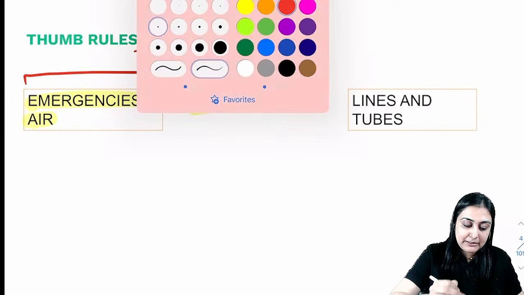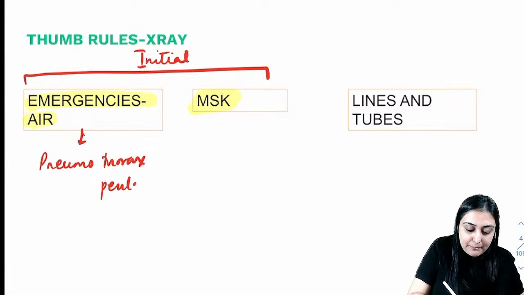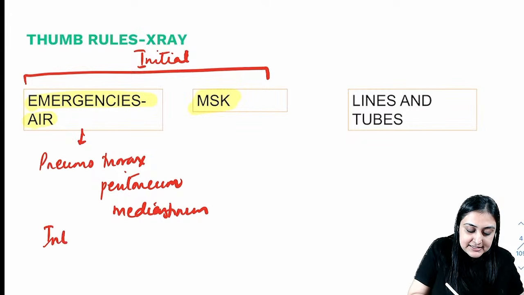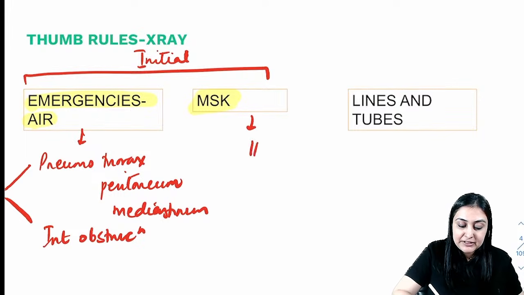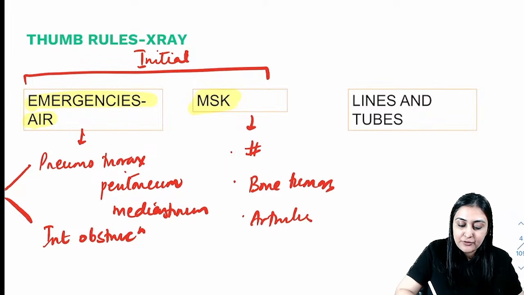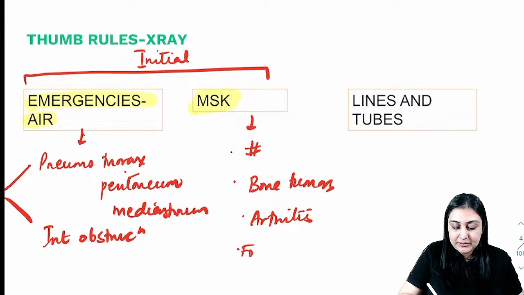So when we go on to the emergencies, remember anything which is pneumo. So for pneumothorax, for pneumoperitoneum, for pneumomediastinum, and I can also mention intestinal obstruction. So anywhere where we have air, initial investigation of choice, X-ray. When I'm dealing with fractures, bone tumors, arthritis, any topic of orthopedics, the first thing you will do, X-ray. Can I also add foreign body here?